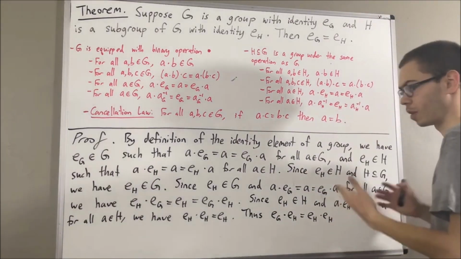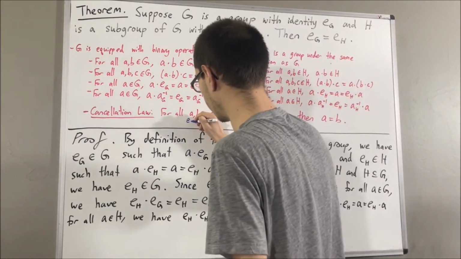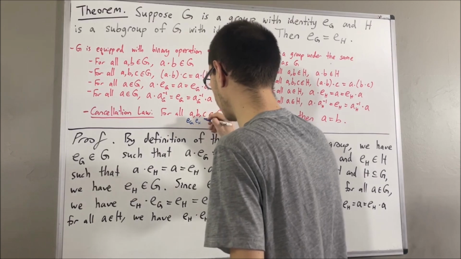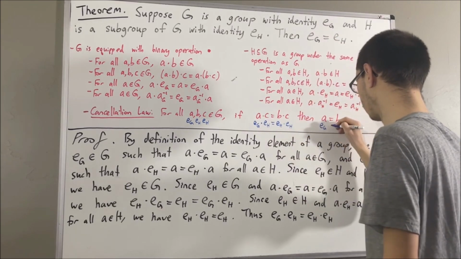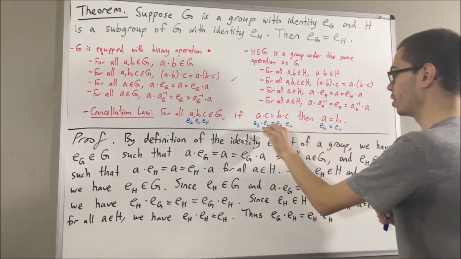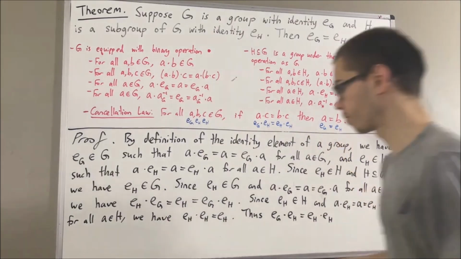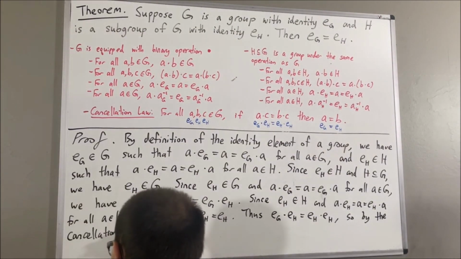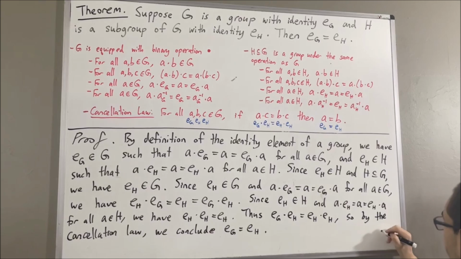And now we're in a position to apply the cancellation law. So applying the cancellation law, we're going to take A to be EG, B to be EH, and C to be EH. Well, in that case, if this is true, then EG is equal to EH. Well, we know that this is true. That's what we have here. So we can conclude that EG is equal to EH. And that is exactly what we wanted to prove. So this completes the proof. And so yeah, that's pretty much it for this video.